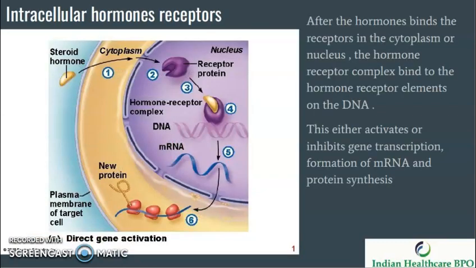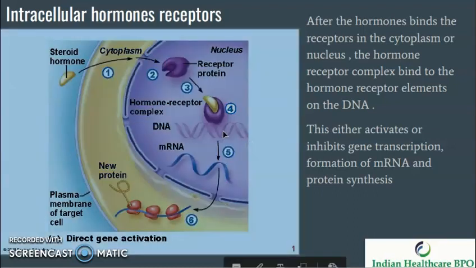Then the intracellular hormone receptors. After the hormone binds the receptor in the cytoplasm or nucleus, the hormone receptor complex binds the hormone response element on the DNA. This either activates or inhibits gene transcription, formation of mRNA, and protein synthesis.